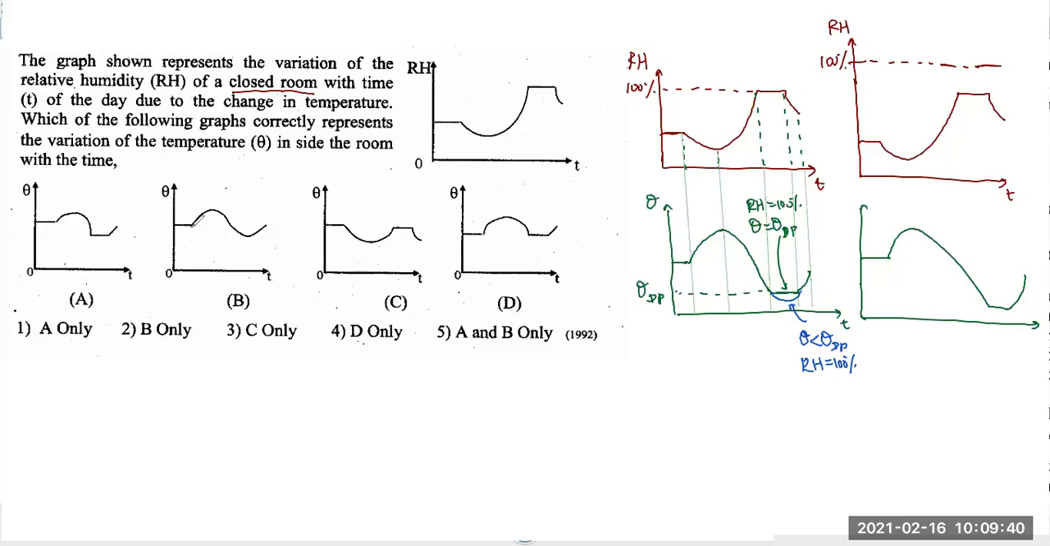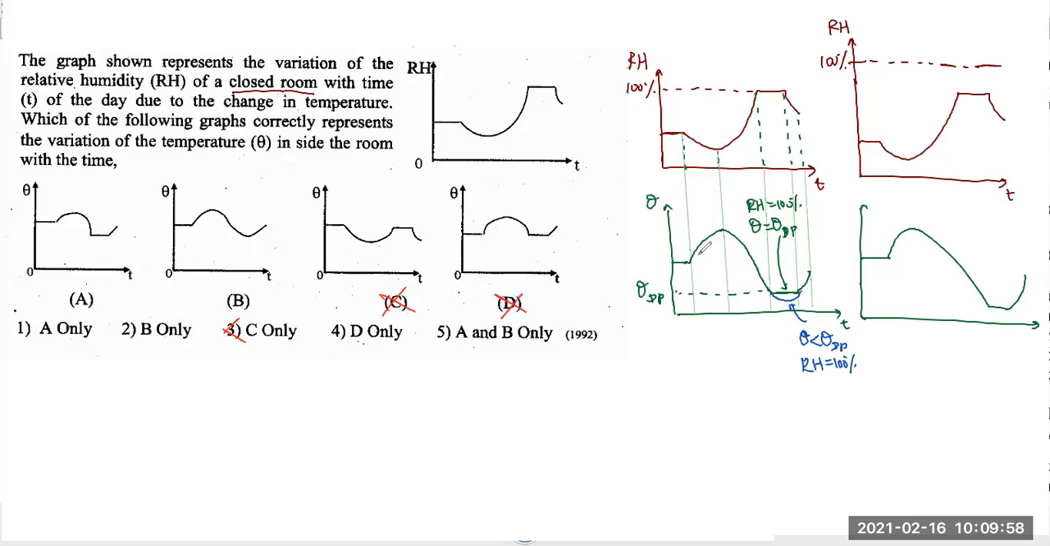Obvious answers. This is definitely wrong. C is definitely wrong because we don't have a shape like that. If C is wrong, this is wrong. Okay, fine. And then D. Is D possible, guys? D is not possible. Again, why?